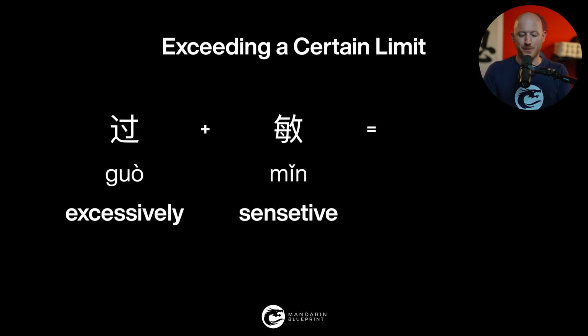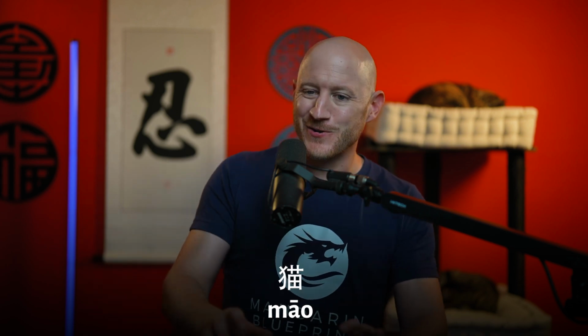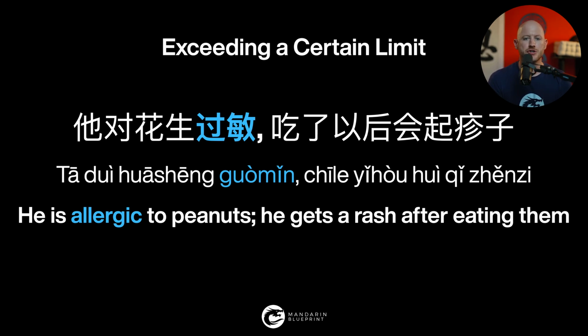How about this one? One of my favorite words, 过敏. So excessively sensitive. What does it mean to be excessively sensitive to something, especially in the context of a person? Well, it means allergic. Right, allergies are excessive sensitivity to something like peanuts or pollen or cats, 猫. So here's how you might use this in a sentence. 他对花生过敏，吃了以后会起疹子. He is allergic to peanuts. He gets a rash after eating them.